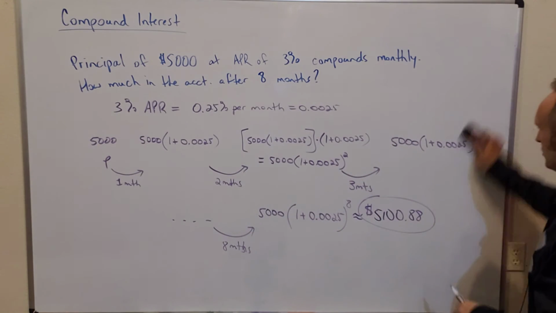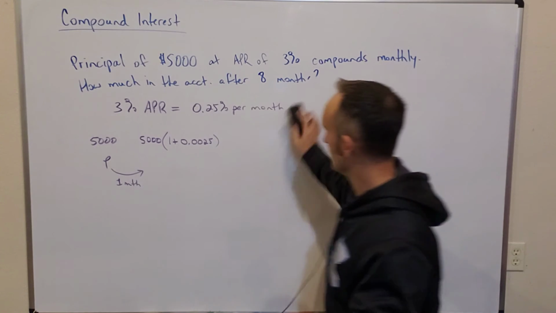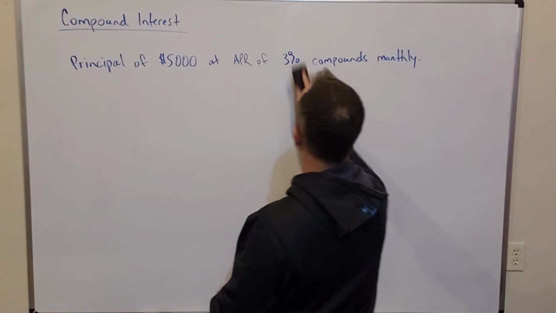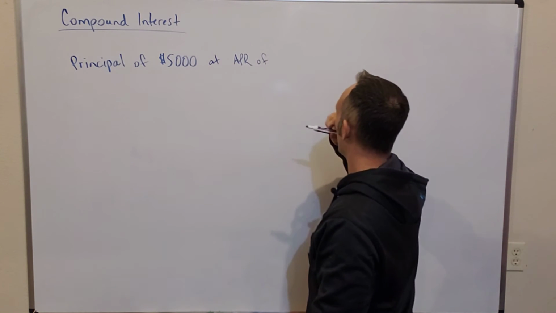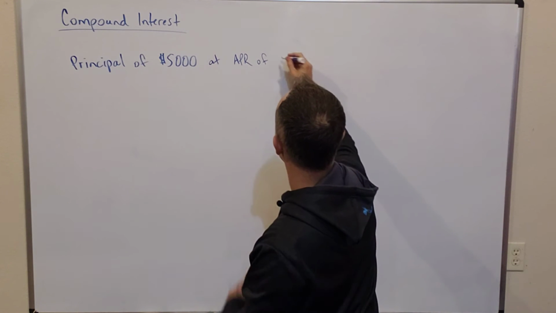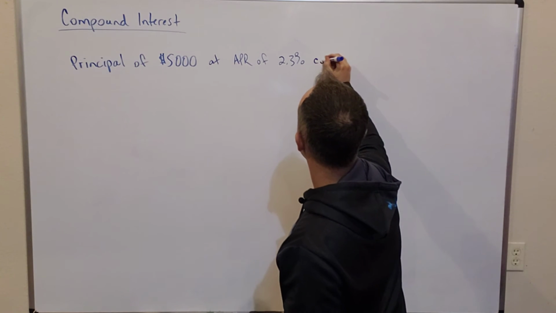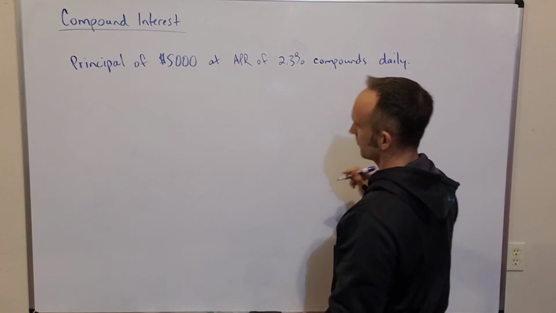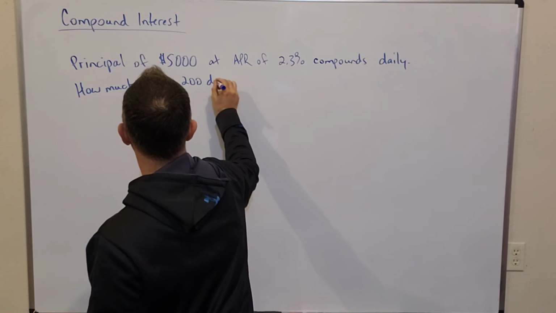Okay, so that's an example. Let's do another one now that we have the concept. And let's deal with uglier numbers so you can see the benefit of doing the 1 plus your interest rate. So now let's say we still have $5,000, an APR of 2.3%, compounds daily. How much after 200 days? Okay?